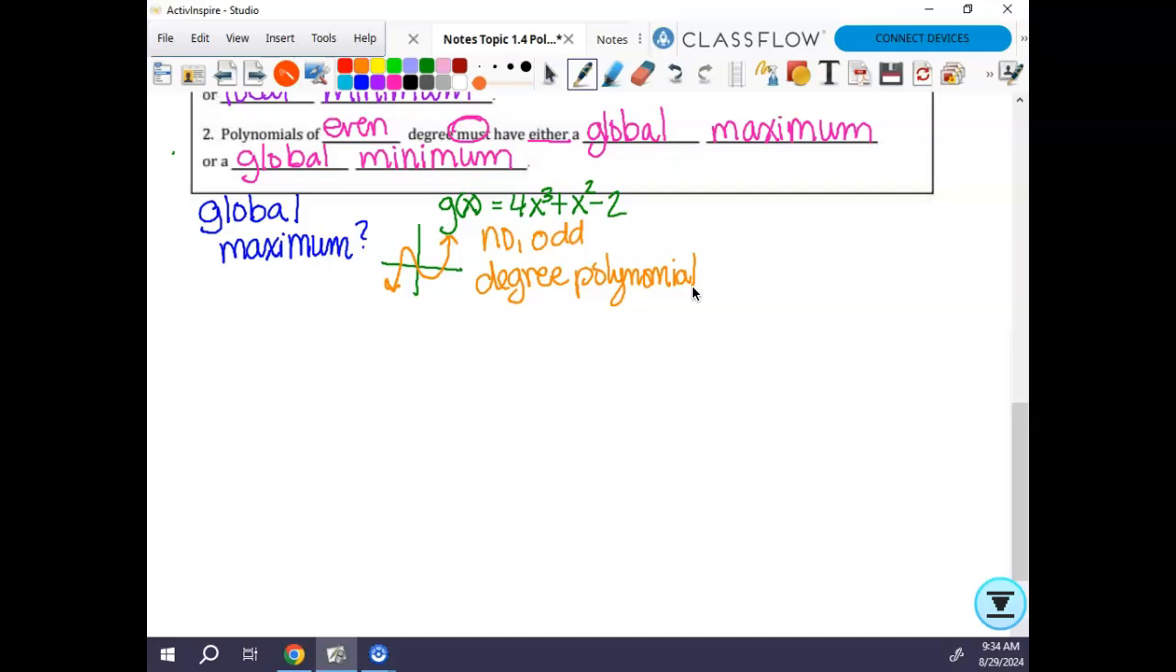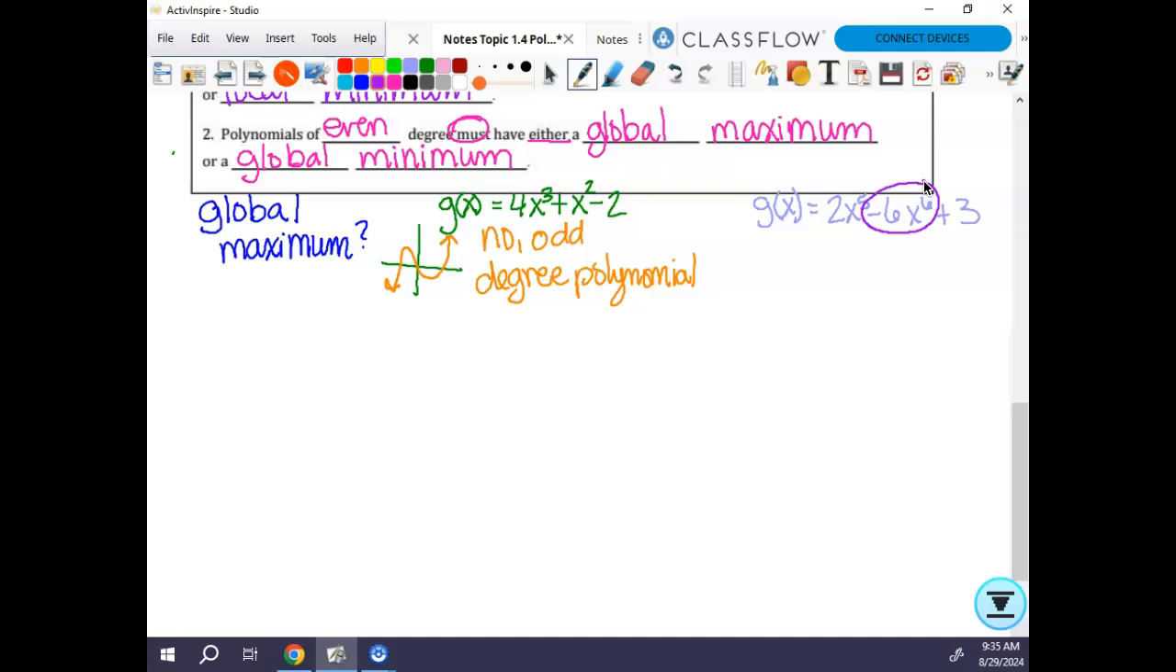Then I'm going to give you a different one. Let's say g of x is equal to 2x to the 5th minus 6x to the 6th plus 3. What is the degree of this polynomial? The 6th, right? Because it's not in the right order, so this is actually my leading term. This is an even degree polynomial. So I can't just automatically say no. I also can't say automatically yes, because the question is, do we have a global maximum, not do we have a global maximum or a minimum. So I know I should have one of them. This has a negative leading coefficient.